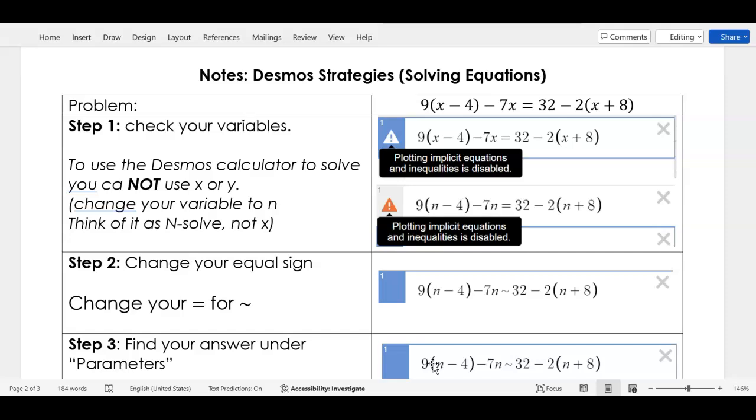Okay? Now you can use any letter besides x or y if you really want to. Use a if you want, okay? But I'm going to use n. Think of it like an n-solve. Use the letter n, okay? So no x's. Turn them into n's magically, okay? Now that's if you type that in, it's still not going to give you the answer, okay?